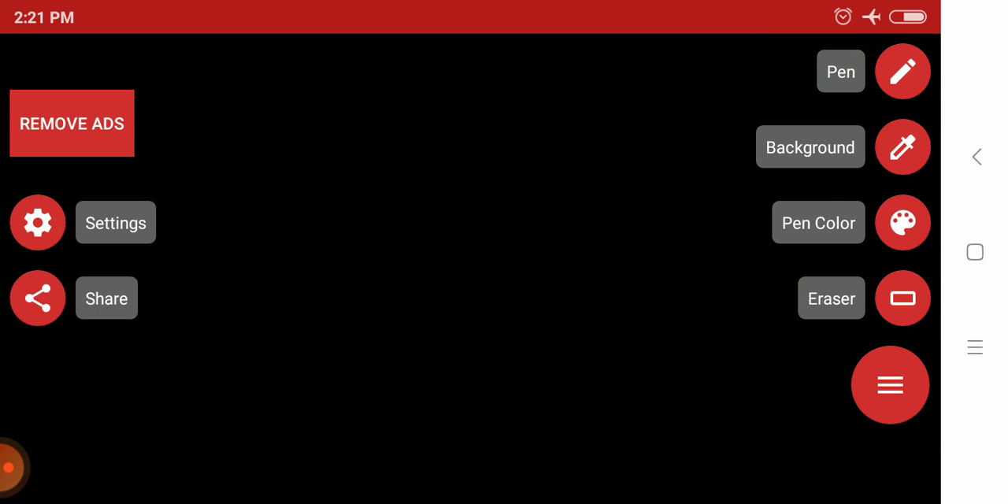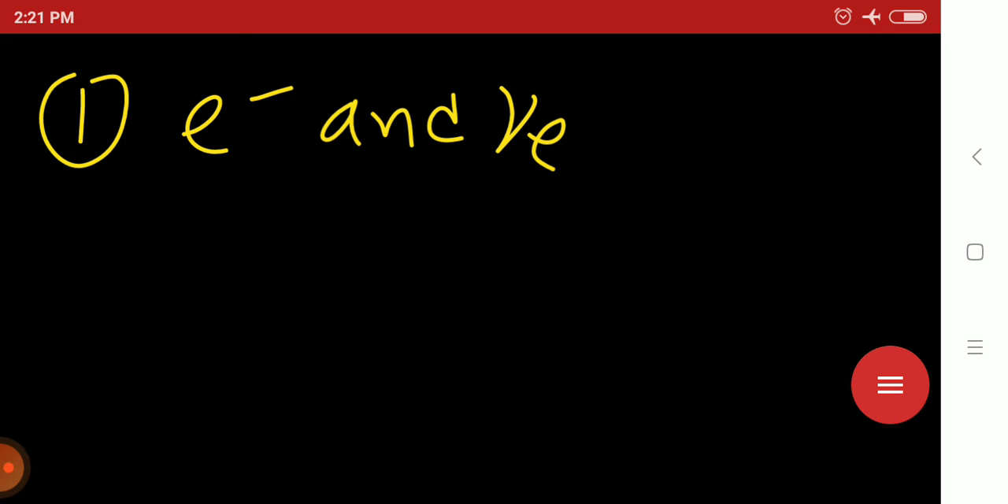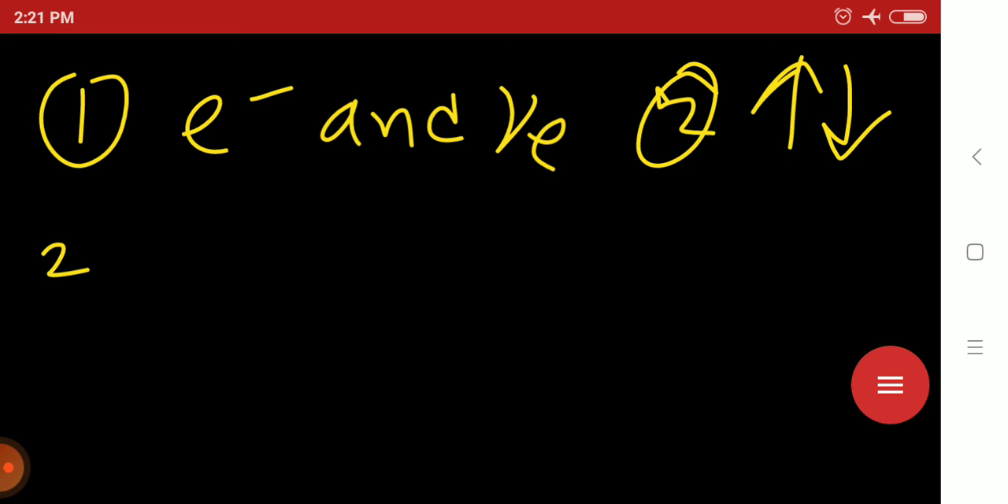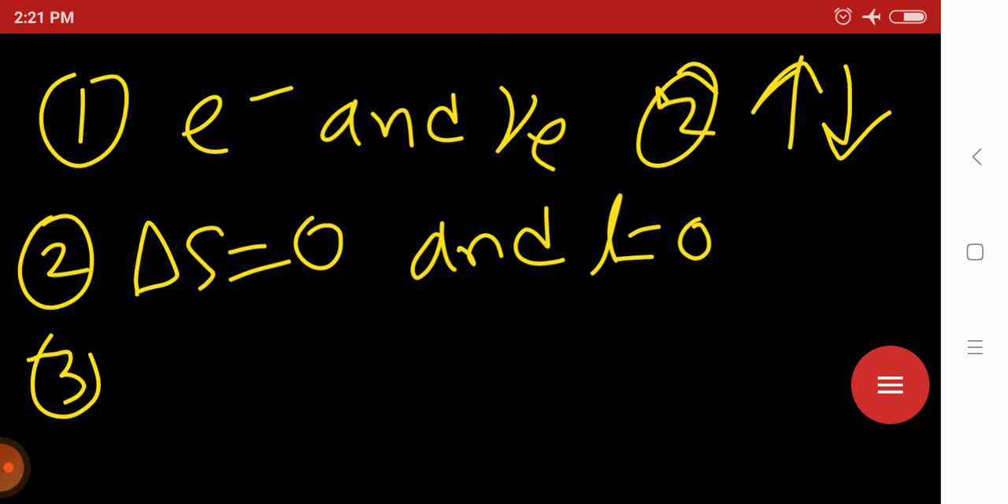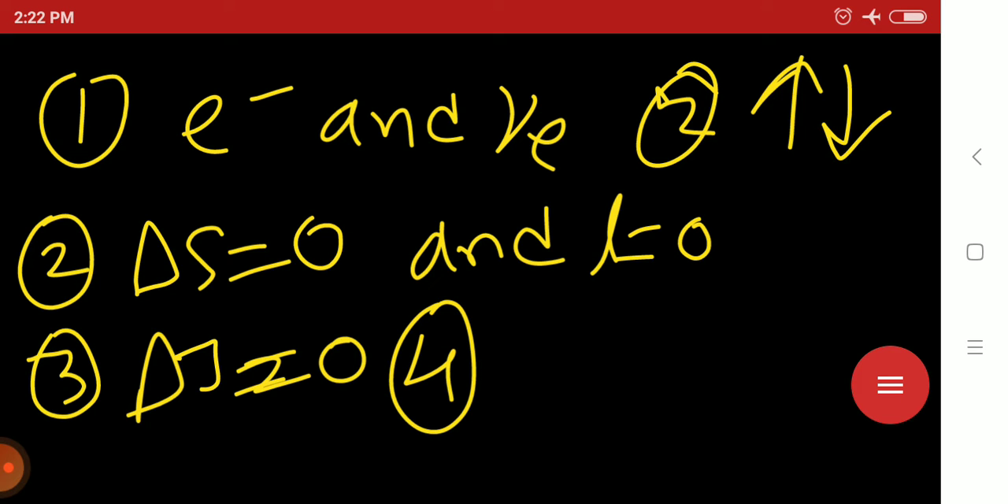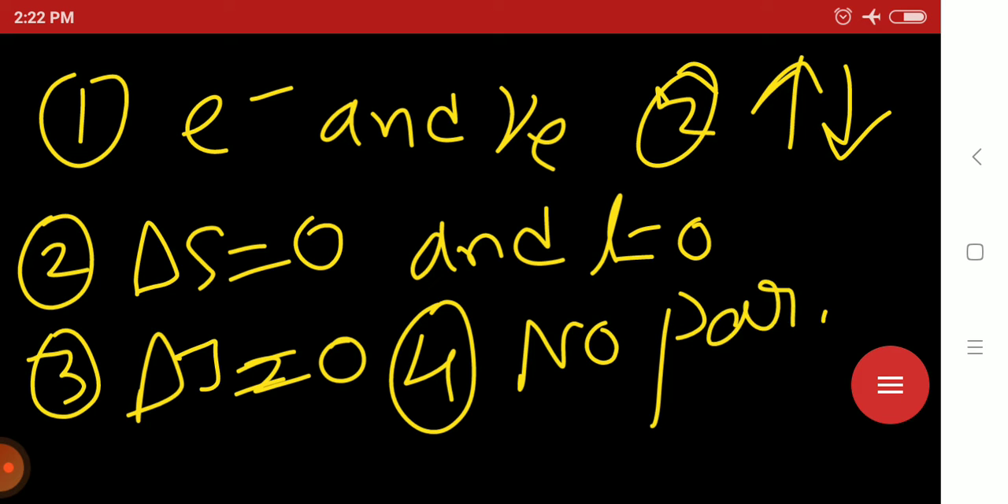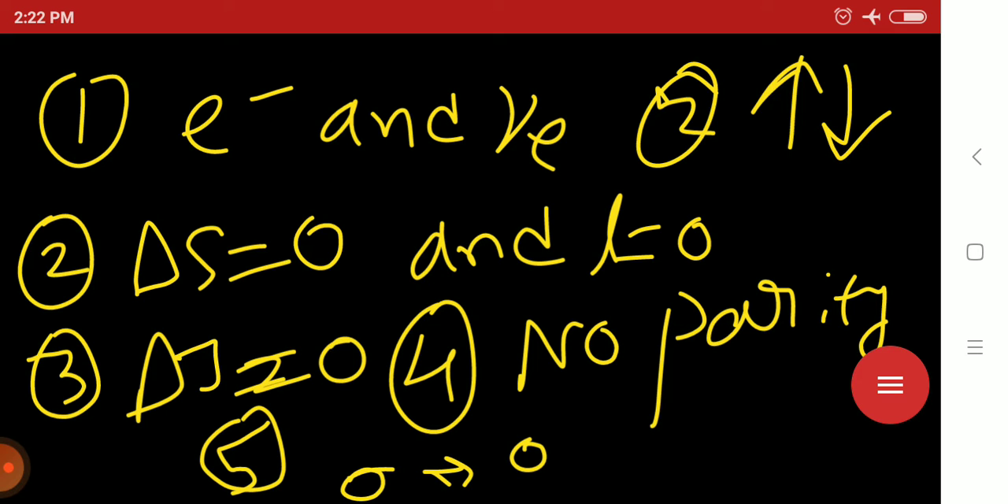So again I am telling: for the Fermi transition, the electron and neutrino are both emitted with opposite spin. As the spins are opposite, delta S equals 0, and L equals 0 for an allowed Fermi transition. That is why we can say delta J equals 0. Another property is no parity change for the allowed Fermi transition. And another property is 0 to 0 allowed.